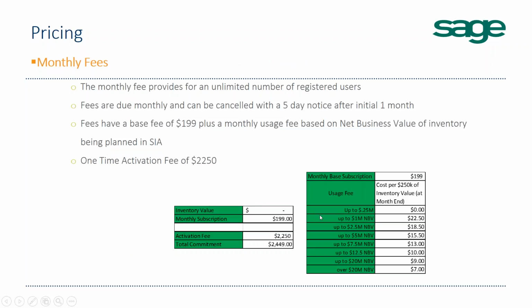But for $1 million of inventory, that would be $22.50 for every $250,000 in addition to the $199. So you'd be right at about $300 a month. And if you'd like, I've got another little calculator I can pull up and give you some exact numbers if you'd like to see that. But your commitment would be the monthly subscription, your first month, plus the setup fee. That would be your only commitment. Then Sage will charge you. It can be billed either against a credit card or a bank account. Sage will charge you every month, but any month after the first month, you can cancel.